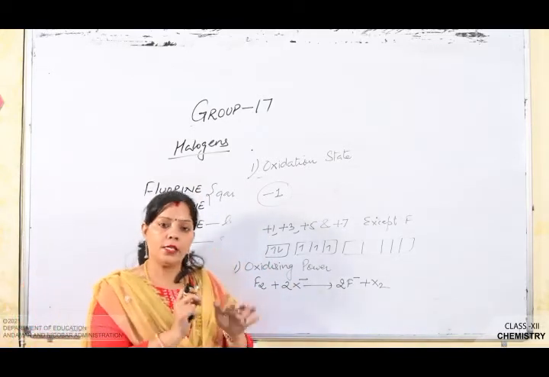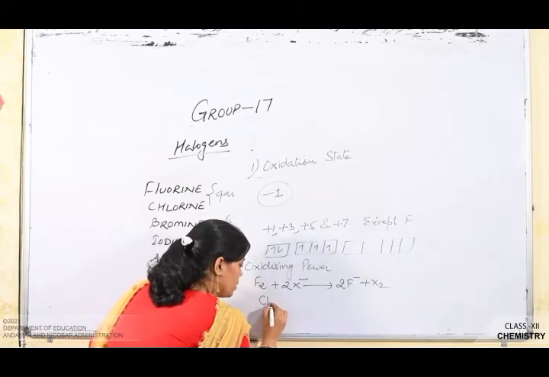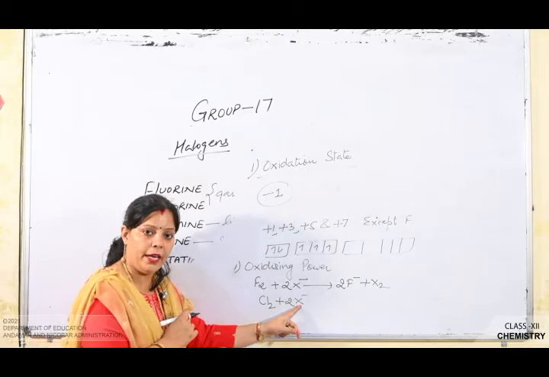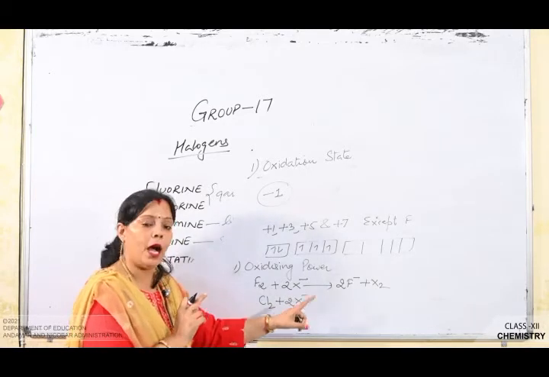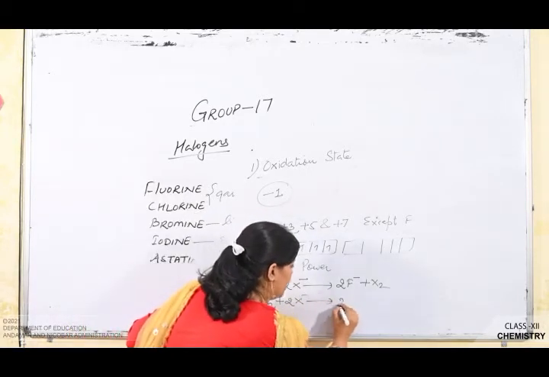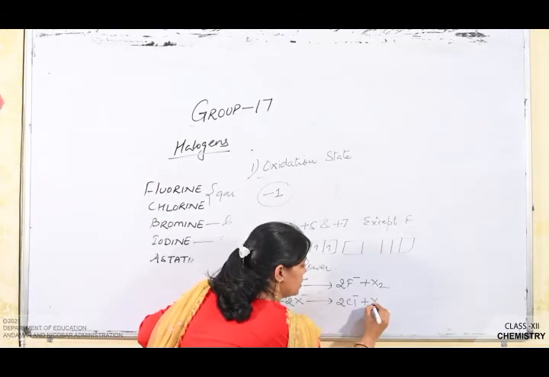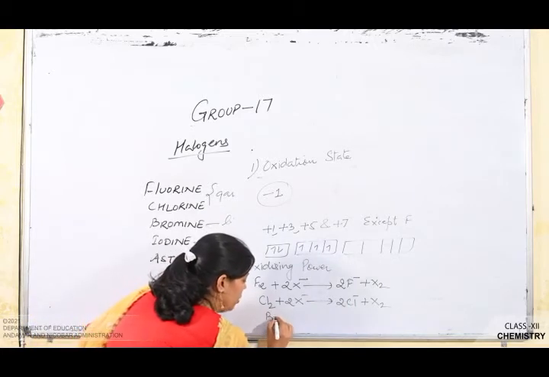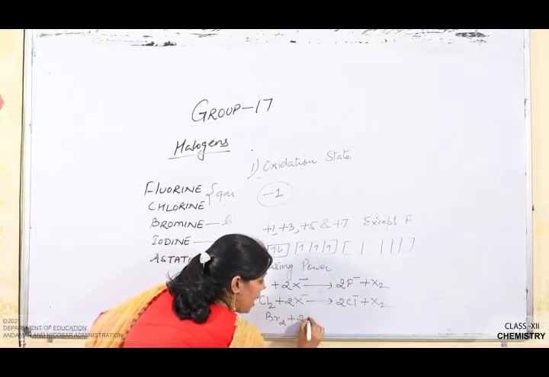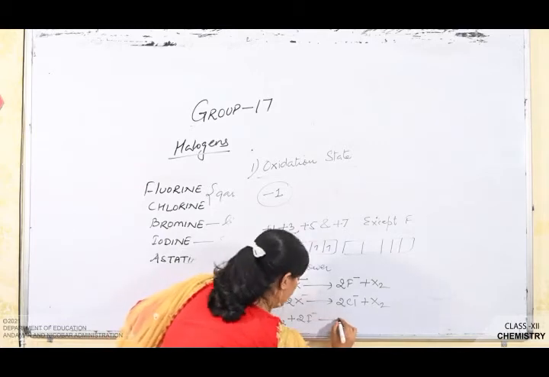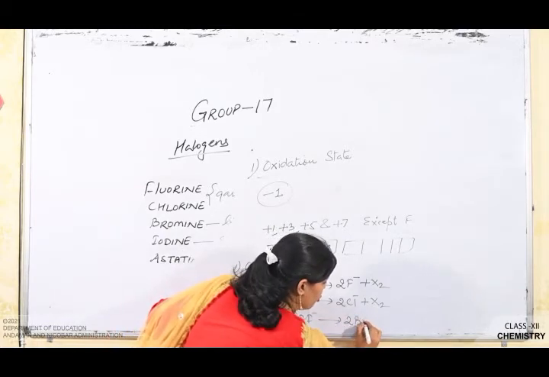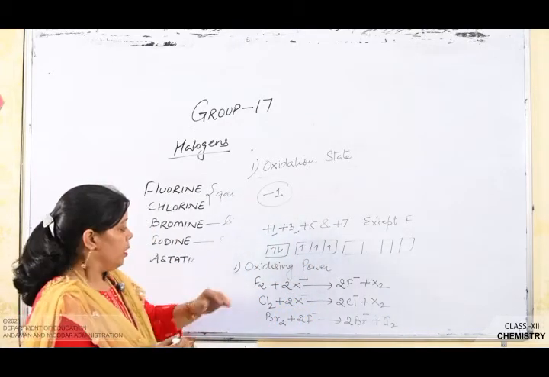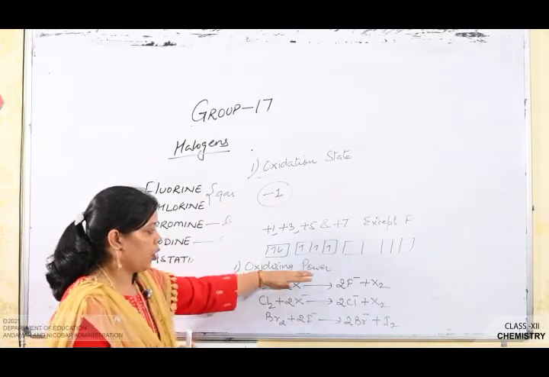In this way fluorine acts as a strong oxidizing agent among the group 17 elements. Next, chlorine may oxidize the other elements of group 17; at the place of X we may take bromine and iodine, and after the reaction it gives 2Cl minus plus X2. Again, bromine also oxidizes the iodide ion, and after the reaction it gives 2 bromide anion plus I2. In this way the group 17 elements exhibit oxidizing power.